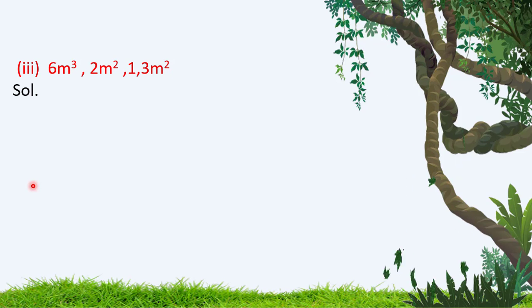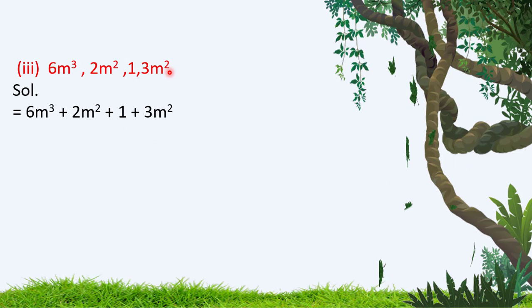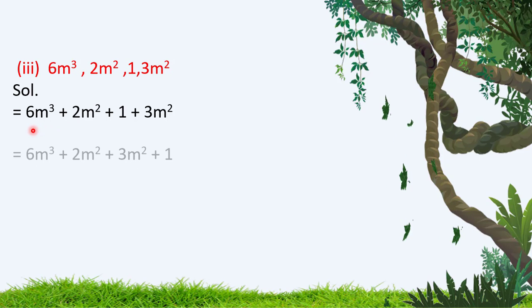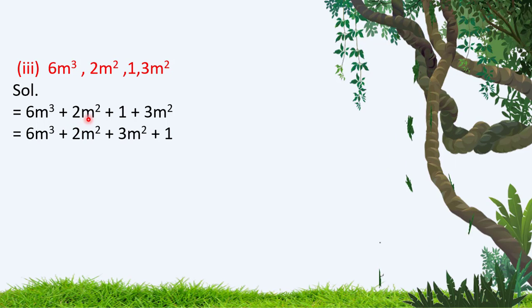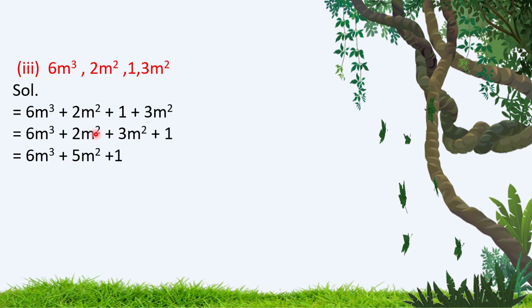The third part of question number 3, which is given over here, that is 6m raised to the power 3, 2m raised to the power 2, 1 and 3m raised to the power 2. In solution, we just add these terms. For adding, we have to remove the comma and put the plus sign instead of this comma. Now, we will concentrate on the like terms. So firstly, we will arrange the like terms together as we have to add the coefficient of the like terms. Plus 2 plus 3, that will become plus 5. And we write variable m raised to the power 2 as it is with the sum. Now we cannot add further because the terms 6m raised to the power 3, 5m raised to the power 2 and 1 are unlike. So this is the answer.